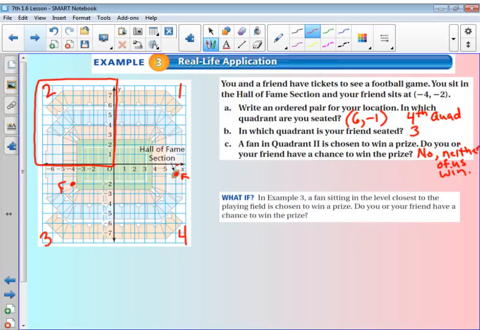Okay, we don't have a chance because neither of us are sitting in quadrant 2. So the next part says in example 3. So this is our example. See example 3, that ABC is what we were just doing. A fan is sitting in the level closest to the playing field.